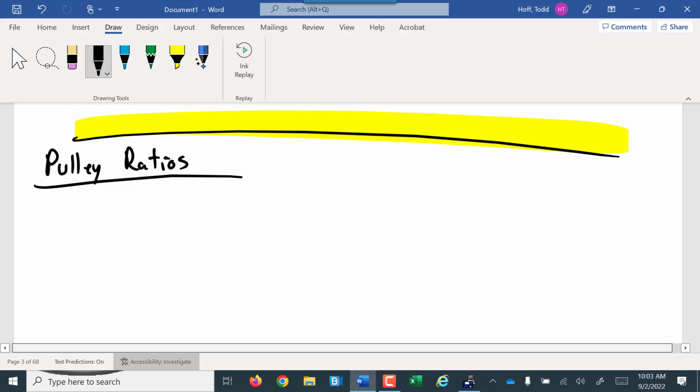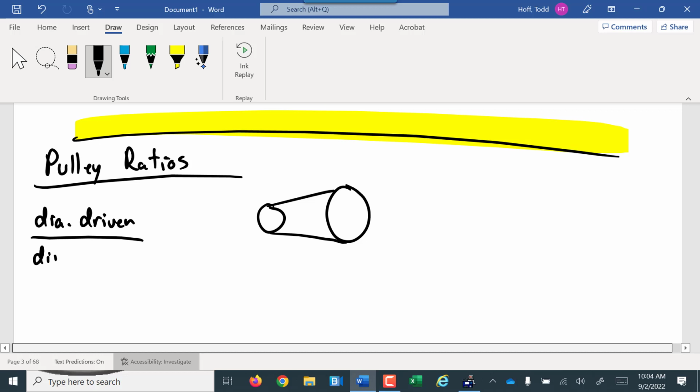So pulley ratios. There are all sorts of ratios that come into dealing with pulleys, and they all come back to the same main ratio. It is a ratio of diameters. And the pulley ratio itself is the diameter of the driven pulley over the diameter of a driving pulley.